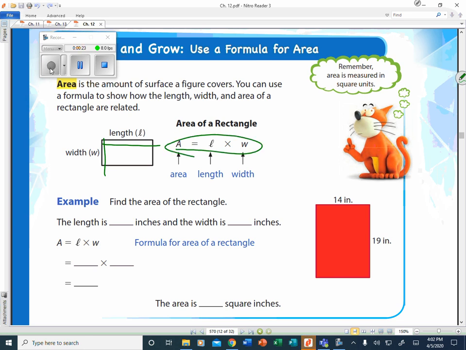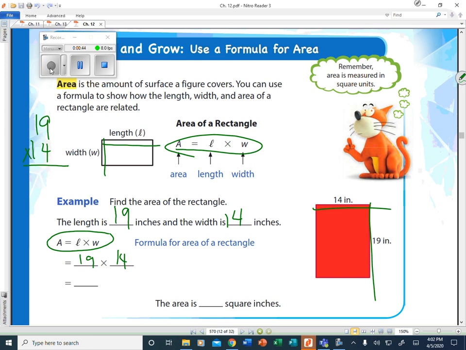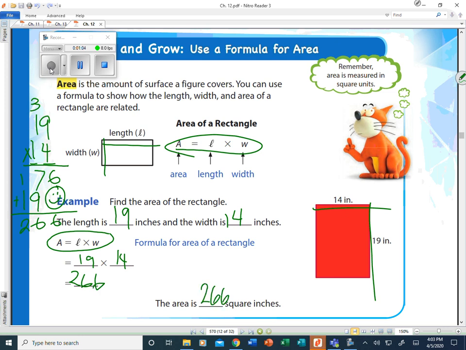Length times width. So if we're finding the area of this red rectangle, I'm going to take the length, which is 19 inches, the width, which is 14 inches, and if the formula says area is length times width, all I do is multiply them. 19 times 14. And I can do that, putting it to the side. 4 times 9 is 36. 4 times 1 is 4, plus 3 is 7. Then 1 times, oh, Smiley McDoodle, of course. 1 times 9 is 9. 1 times 1 is 1. Add them together, and we get 266. So then the area is going to be 266 square inches.